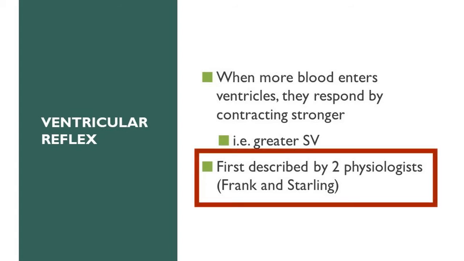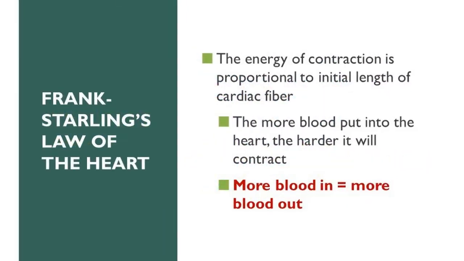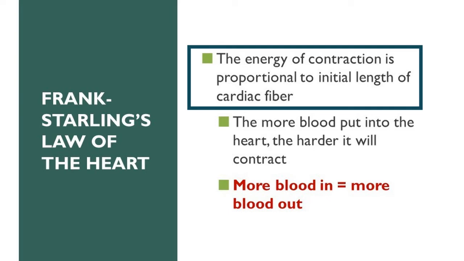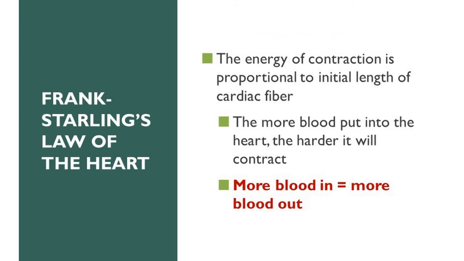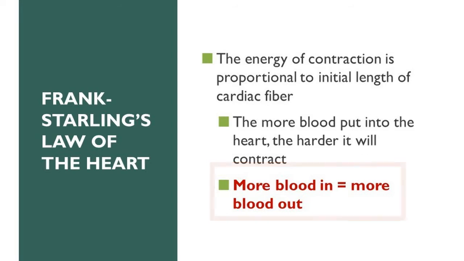Now, this reflex was described by two physiologists, Frank and Starling, and hence it is called Frank-Starling's law of the heart. So, what does this law say? Their actual law states that the energy of contraction is proportional to the initial length of cardiac muscle. This sounds a bit confusing. In simple words, more blood in, more blood out for ventricles. So in simple words, the more blood is put in, the heart will contract harder to push that blood out.